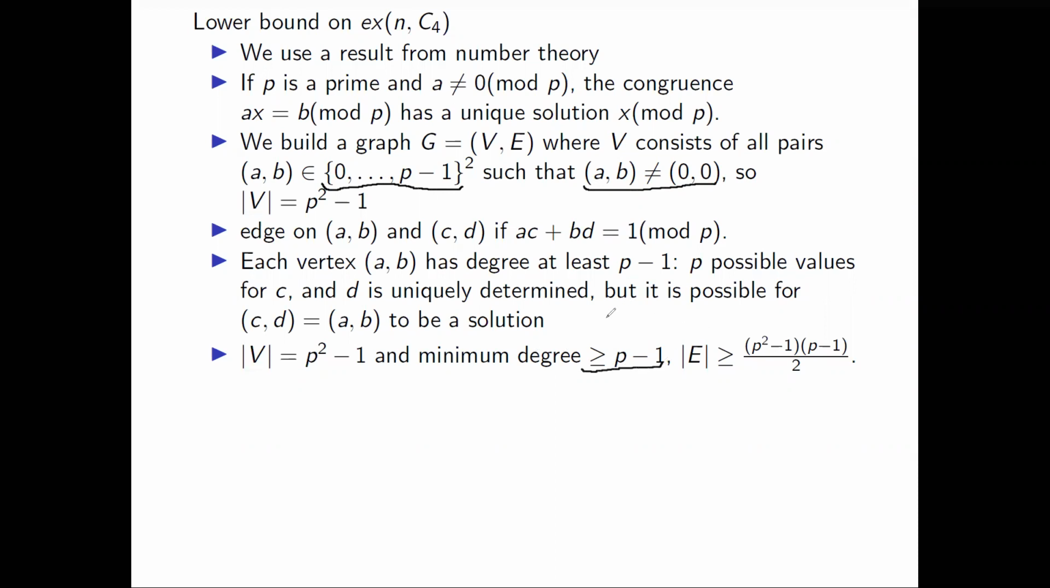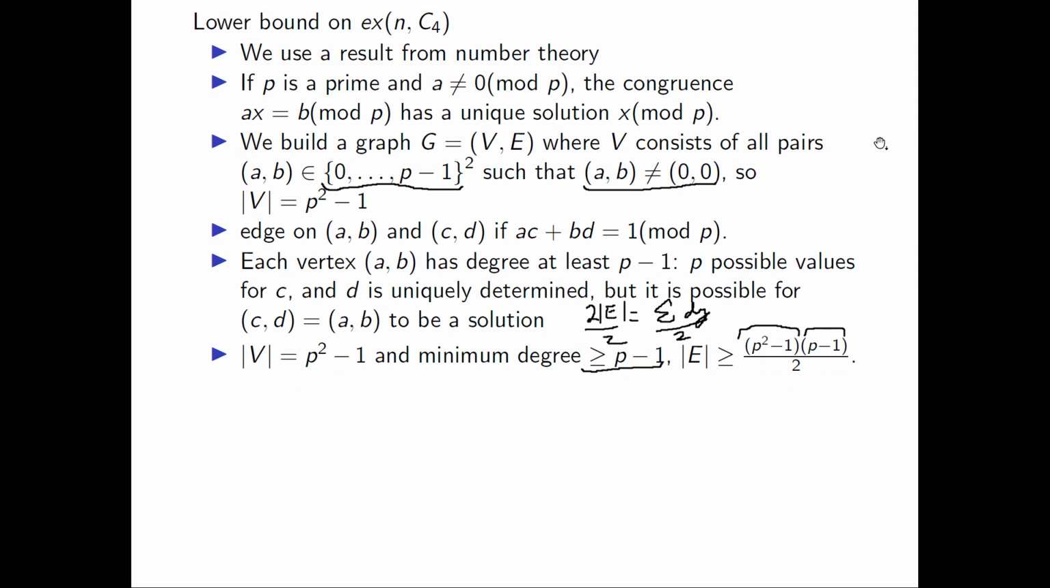And so that means we know the number of edges times 2 is equal to the sum of the degrees. So we can divide both sides by 2. And that tells us that the number of edges is at least the number of vertices, the order of our graph, times the minimum degree over 2. And that's how we got (p squared minus 1)(p minus 1)/2. So we have the order of the graph, we have the number of edges in the graph.